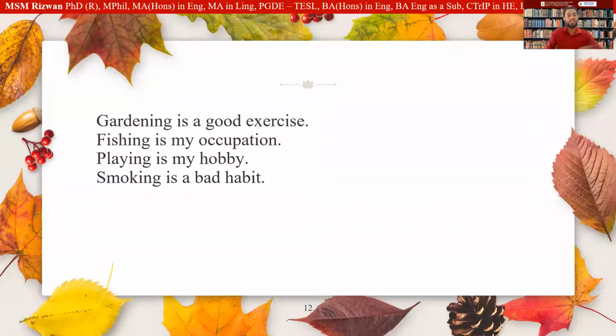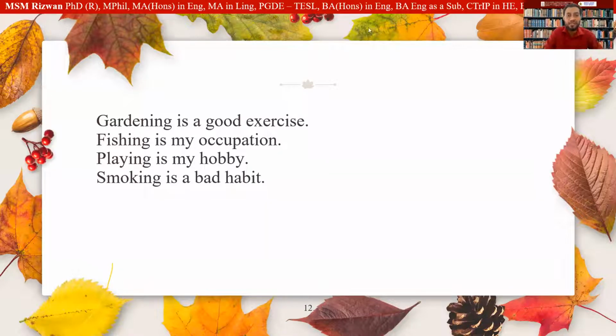Now, for an example, look at the third example. Playing is my hobby. Somebody says, I am playing cricket. In the sentence, I am playing cricket, playing is used as a lexical verb. In that sentence, playing is a lexical verb used as a verb in the context. Whereas, look at this example: playing is my hobby. In this sentence, playing is not used as a verb but as a noun. We call it a gerund, right?